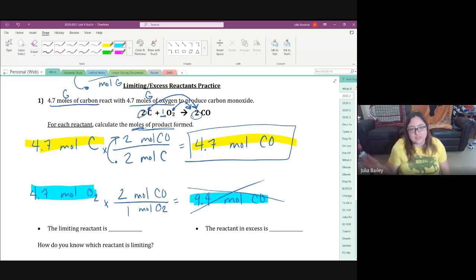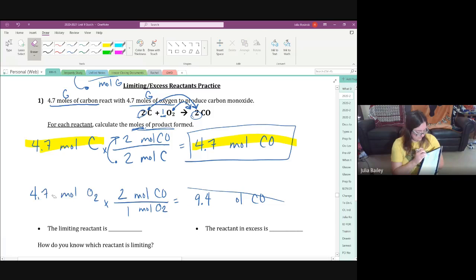I only have enough bread to make 3 sandwiches. It doesn't matter that I have all of that cheese. If I only have enough bread for 3 sandwiches, I'm only making 3 sandwiches, okay? I don't have enough carbon to make 9.4 moles of CO, which means I am not going to make 9.4 moles of CO because I literally cannot. So instead, I can only make 4.7 moles of carbon monoxide because that's when I run out of carbon.